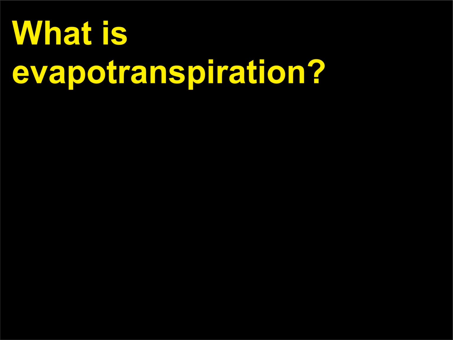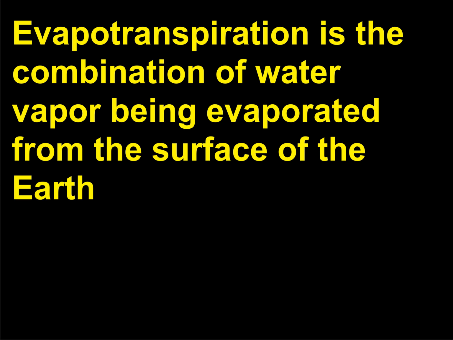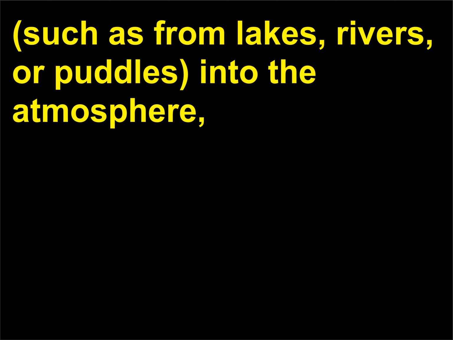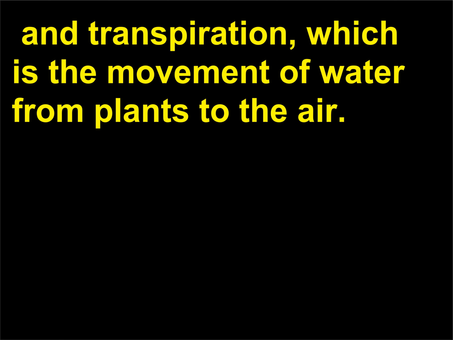What is evapotranspiration? Evapotranspiration is the combination of water vapor being evaporated from the surface of the earth, such as from lakes, rivers, or puddles, into the atmosphere, and transpiration, which is the movement of water from plants to the air.